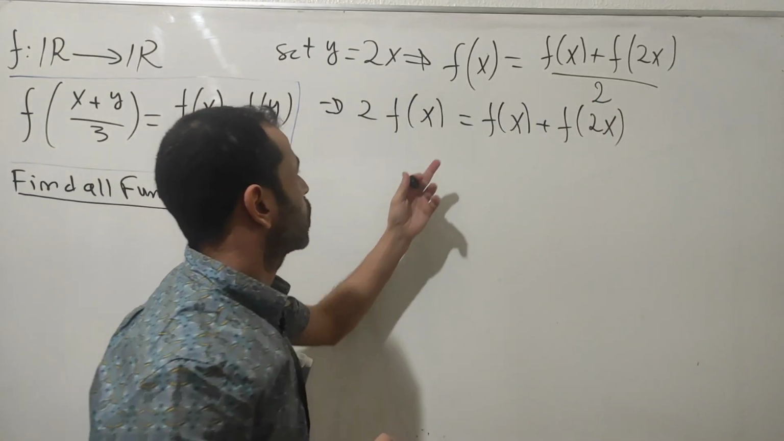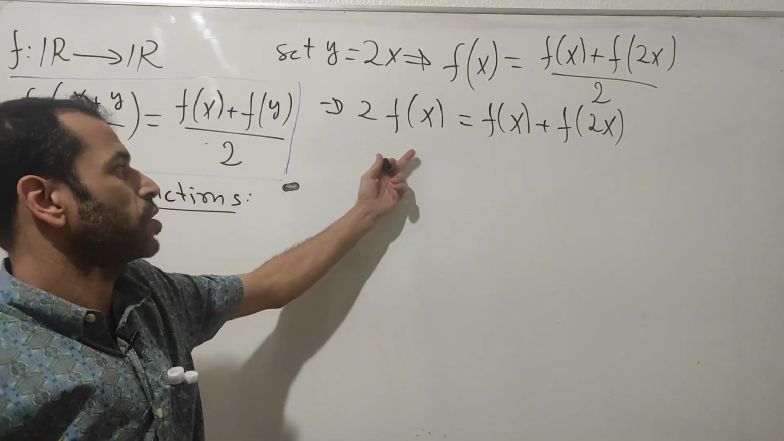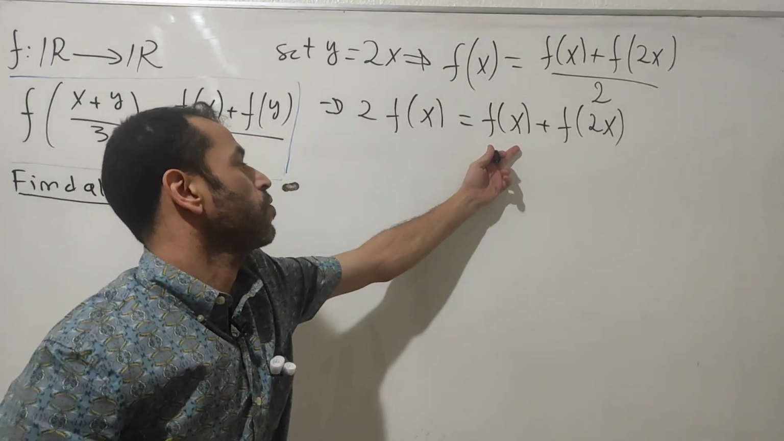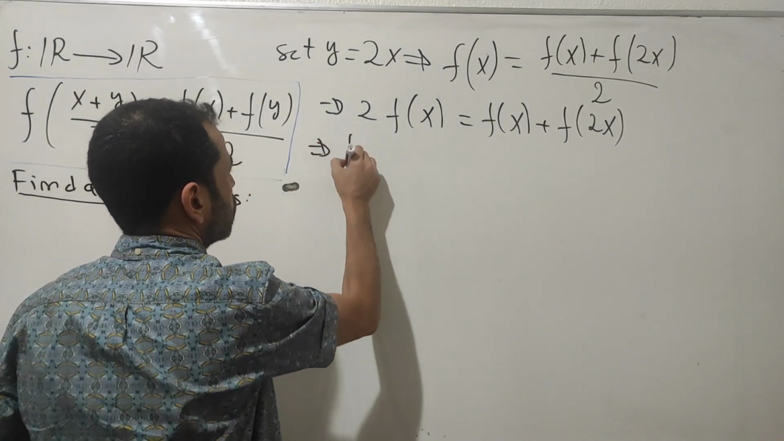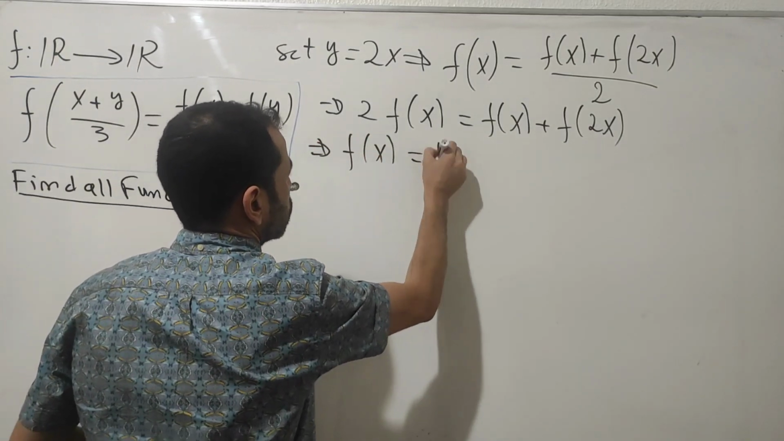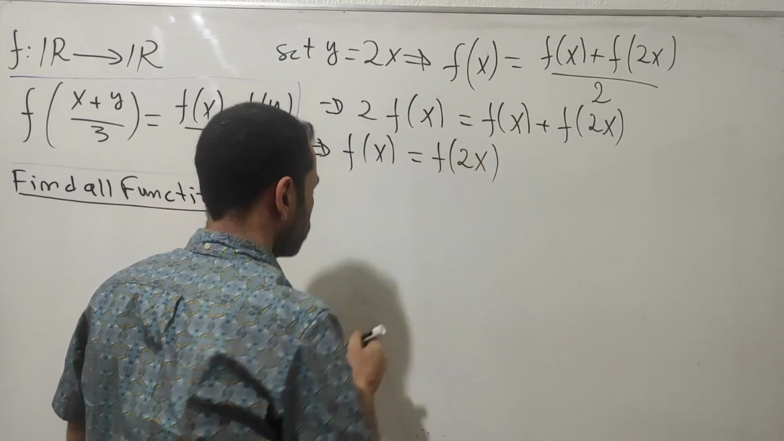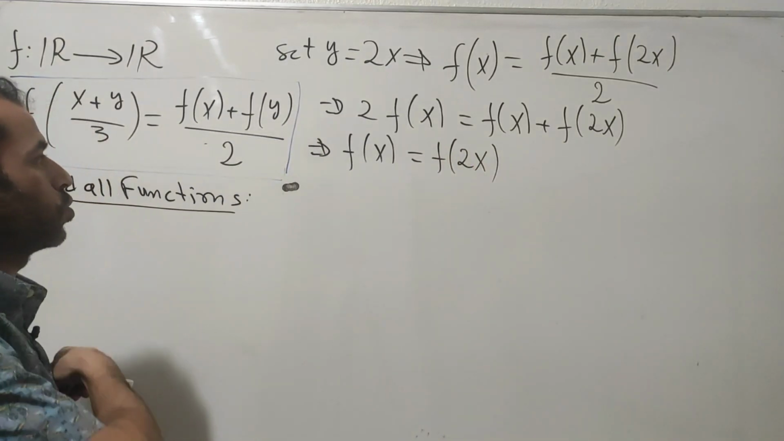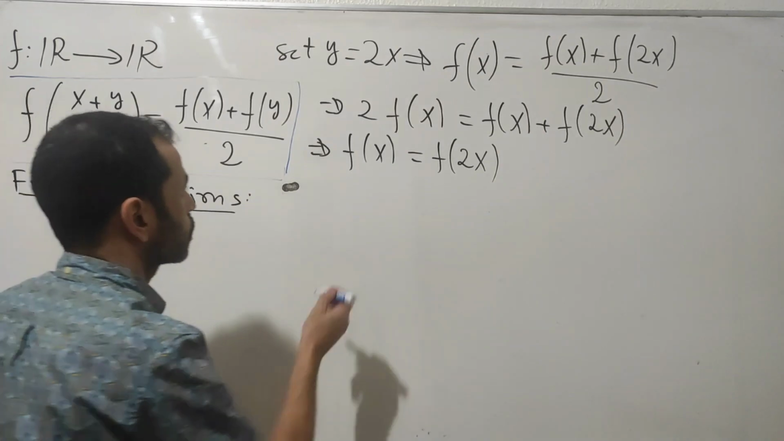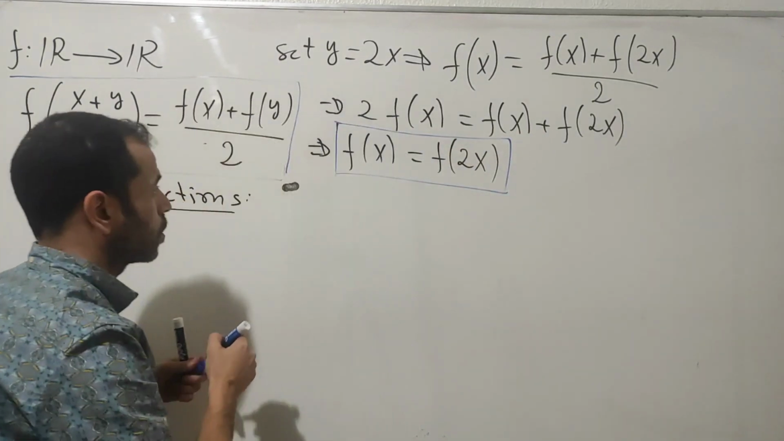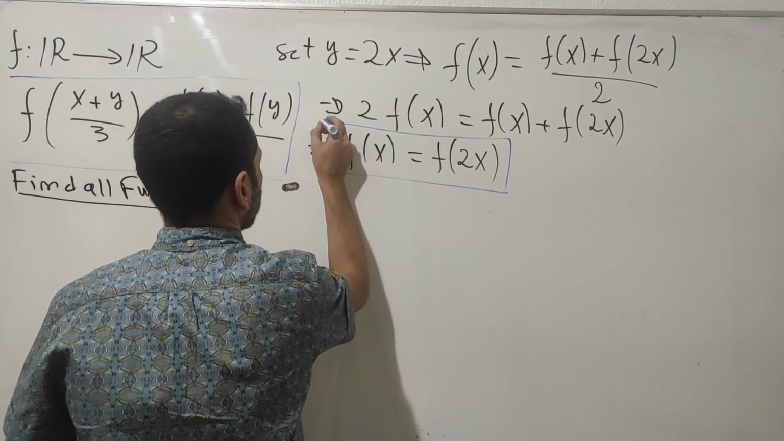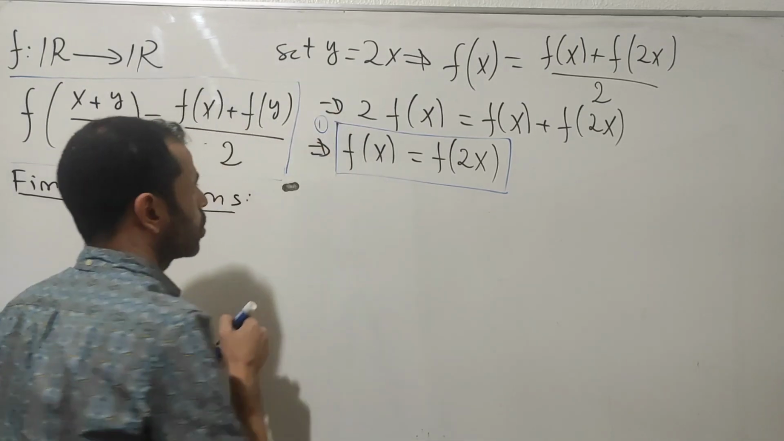It's clearer here: we have f of x on one side and twice f of x on the other. I'm going to cancel one f of x from both sides, and I will be left with the following equation: f of x equals f of 2x. I'm going to box this one. Let's name this statement equation number 1.